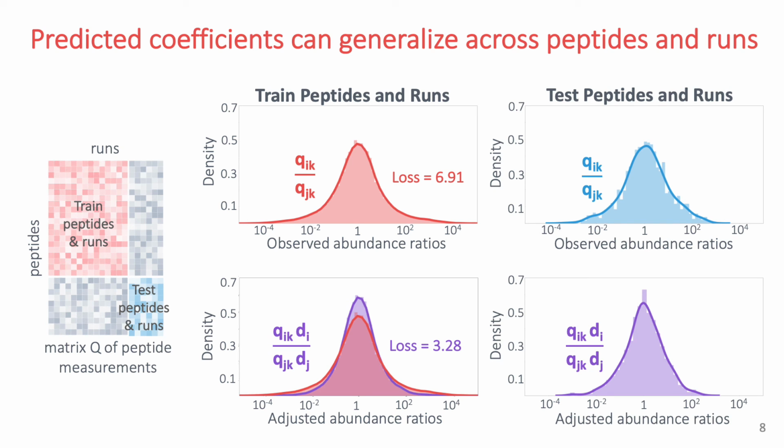But the more interesting aspect is that when we created the same plots for the test peptides, we could again observe that we reduce the loss and make the distribution of adjusted abundances more peaked at 1, which indicates that many pairs of sibling peptides are having closer abundances. So this is a promising result, indicating that our neural network can make accurate predictions for new sets of peptides and runs.